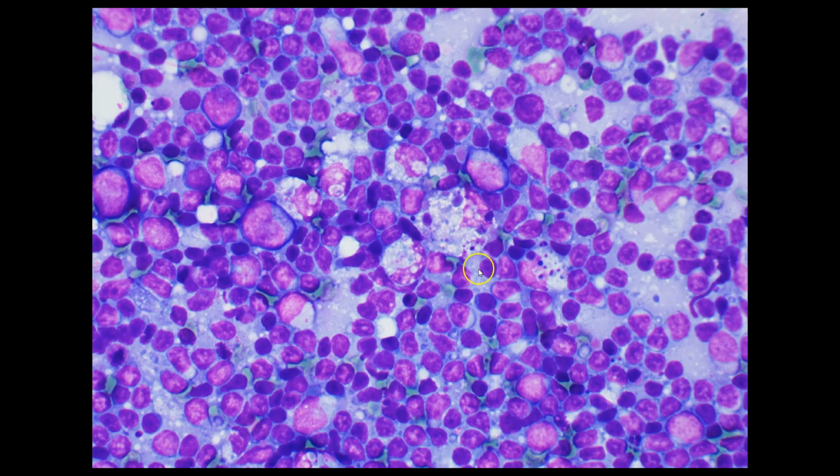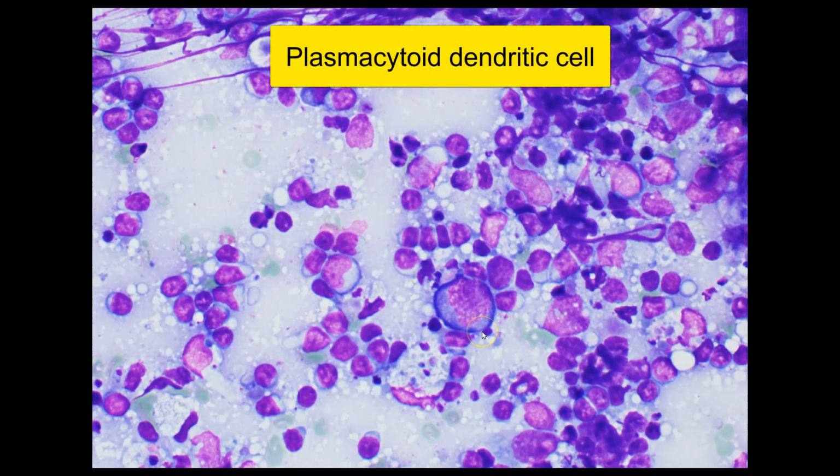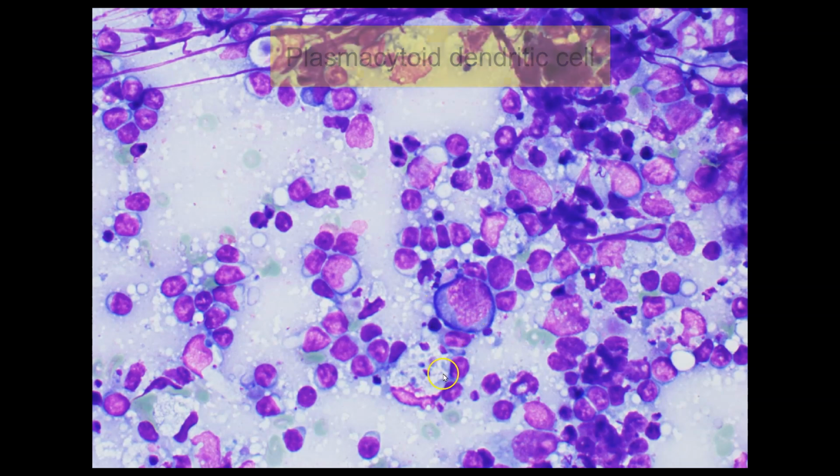And here is a high magnification view from another case of crescentic histiocytes. And we also see here this example of a plasmacytoid dendritic cell, which has been described in Kikuchi disease. This cell can be quite difficult to pick up, and this is often positive for CD123.